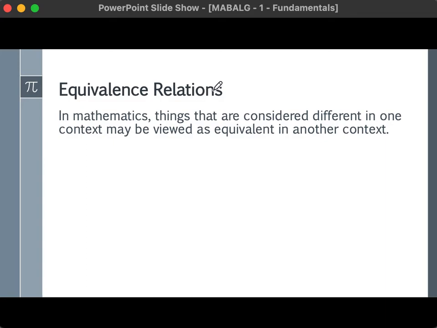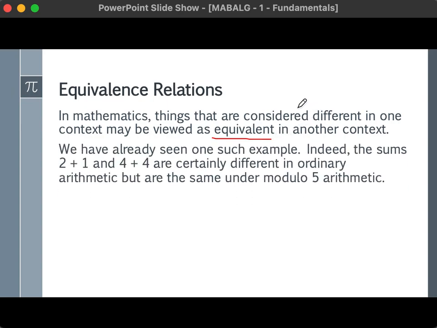So in mathematics, things that are considered different in one context may be viewed as equivalent in another context. For instance, we have already seen one such example. Indeed, the sums of 2 plus 1 and 4 plus 4 are certainly different in ordinary arithmetic, since 2 plus 1 is equal to 3, obviously, and 4 plus 4 is equal to 8.